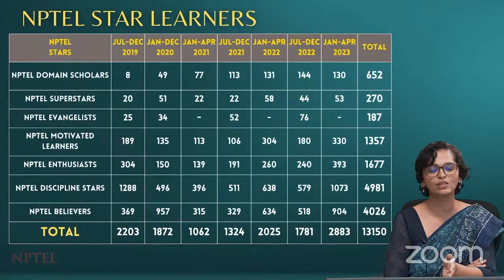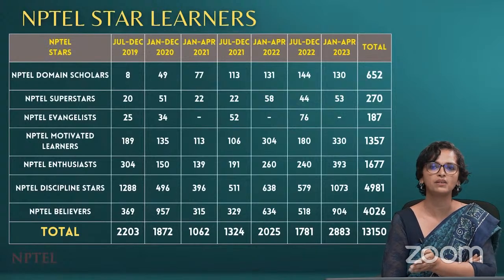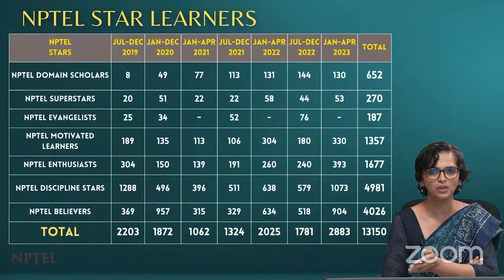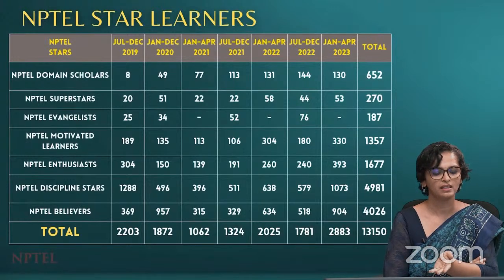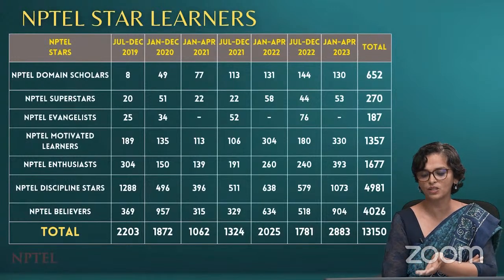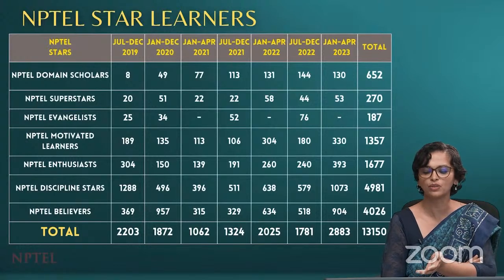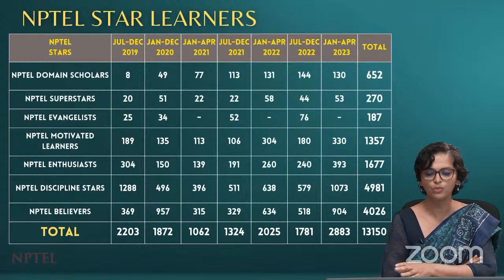So NPTEL Domain Scholars, there were only 8 in 2019, but now you can see every semester we are getting about 130 to 140 domain scholars. Same thing, the Superstars has been around 50 every semester. Discipline Stars has doubled. It was like 600, 500 and so on in the last 2 or 3 semesters, but this semester we have gone on to about 1,000 here.